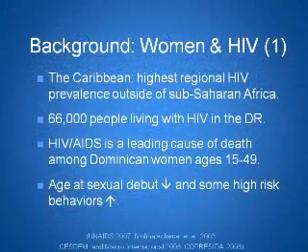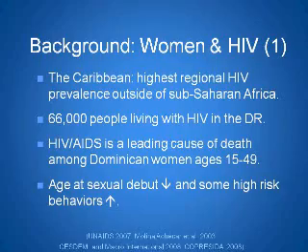The Caribbean has the highest regional HIV prevalence outside of sub-Saharan Africa. It's about 1.1%. 25% of all people living with HIV in the Caribbean live in the Dominican Republic, and that's almost 70,000 people.